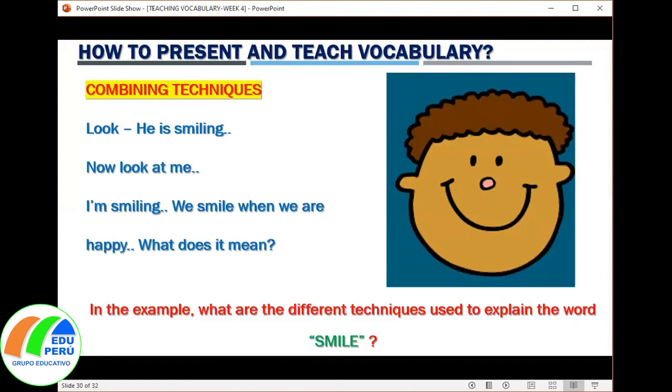Notice, he's checking the understanding. Maybe the students are going to answer in Spanish, no? Because here, oh yeah, teacher, smile, yes, it's reír. That's it. Notice they could get it. So the teacher is using different techniques in just one activity. Notice, a very simple activity. That's why what I told you, no? Some techniques you could combine. This is not fixed, no?